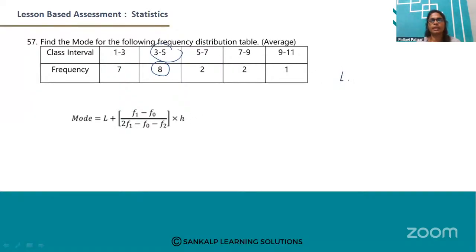Here the lower limit L of the modal class is 3. F1, the frequency of the modal class, is 8. F0, the frequency of the class preceding the modal class, is 7. And F2 is 2. And H is the class size, this is 5 minus 3. So 3, 4, 5, 5, 6, 7. So H is 2.